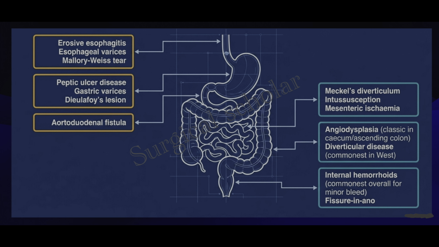The lower GI bleed etiologies are Meckel's diverticulum, intussusception, mesenteric ischemia, angiodysplasias, classically in the cecum or the ascending colon, diverticular disease, which is common in the West, internal hemorrhoids, which is the commonest overall cause for the minor bleeds, and fissure in ano.